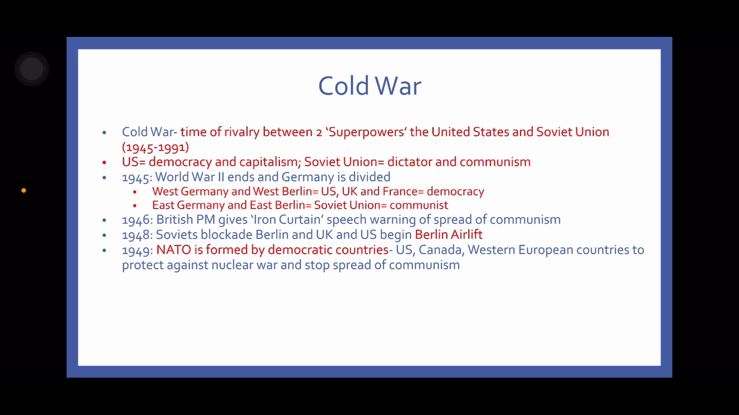The United States saw the Soviet Union as a big threat of the world being communist and ruled by one dictator. The United States did not want that. The United States wanted people to have power, people to have the right to vote. Now, in 1945, Germany was divided into two.